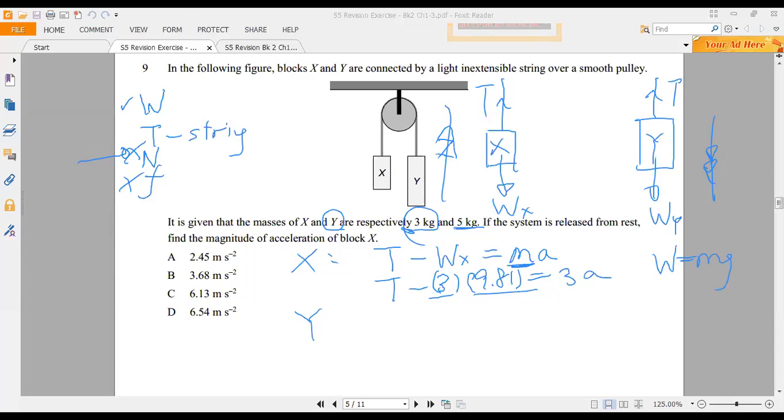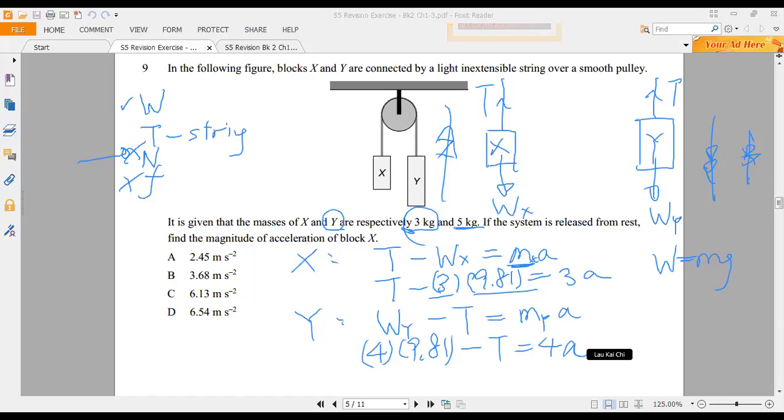Okay, for Y, I will do the same, but now Y is going downward, so I have to do it in the opposite way. The downward force is larger than the upward force. So WY minus T is equal to MYA. Then it's 4 times 9.81 minus T equals 4A. So we've got two equations now, right? Equation 1 and equation 2.